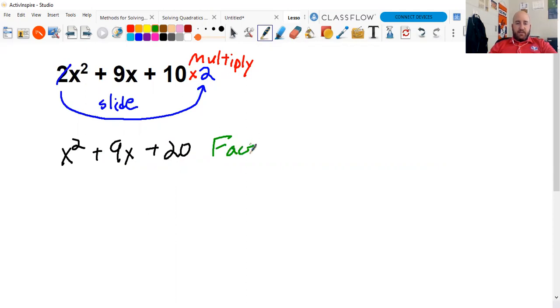Now I've got to factor. When I say factor, I'm talking about getting my binomial factors like we were just doing. So x, this is plus plus. So I know it's going to be plus plus.